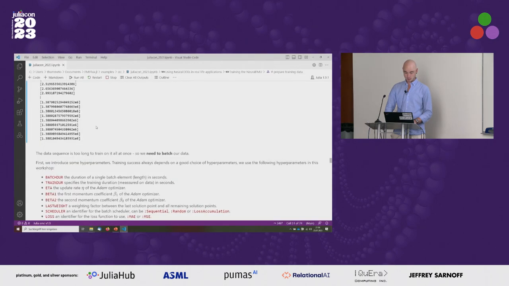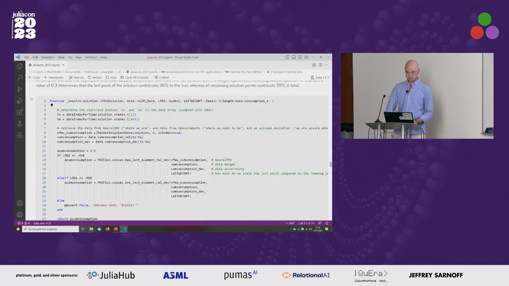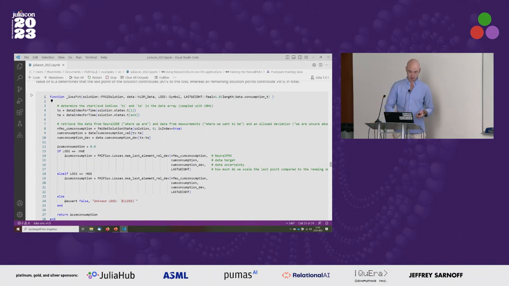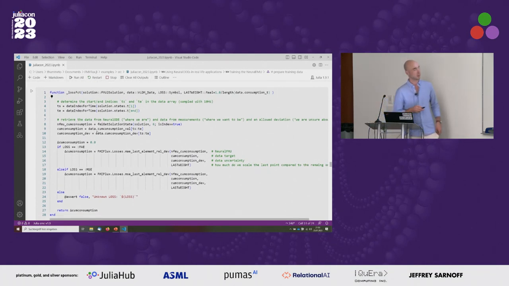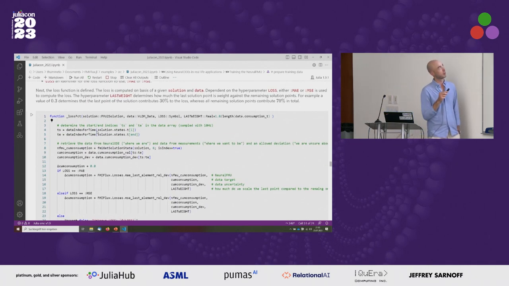So let's check the last two functions for the day. We start by implementing our loss function. As input for our loss function, we have a solution, so a simulation solution object. FMU2 solution is basically an ODE, differential equations ODE solution. The data object we loaded in, the loss hyperparameter and the last weight hyperparameter.